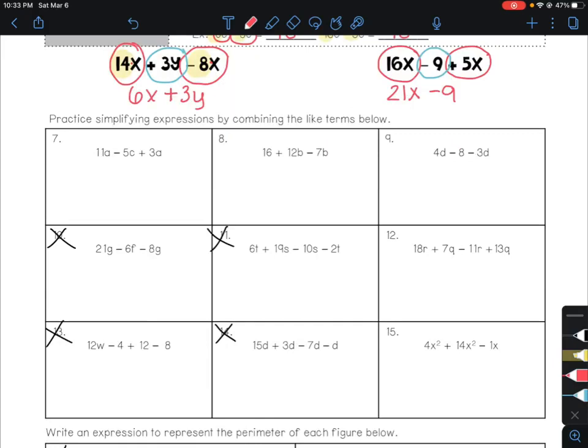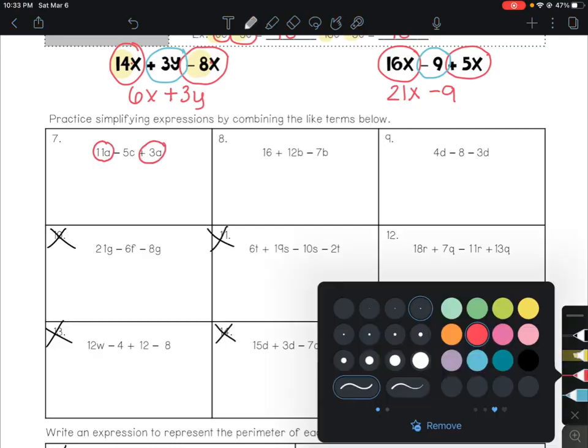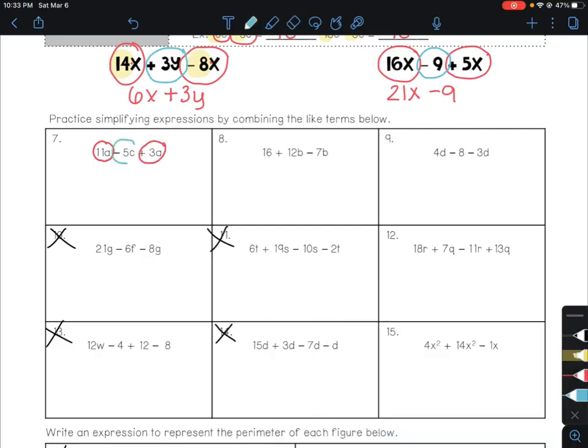So in number 7, 11 times a minus 5 times c plus 3 times a. So since I see the 2 with a's, I'm going to circle them both, including that sign in the front, and then I just have one thing multiplying a c, and I'm including that minus 5c all in the circle. 2 things in red can be combined, so 11a plus 3a, add your coefficients. 11 plus 3 is 14 times a minus 5 times c, because that one didn't change at all.